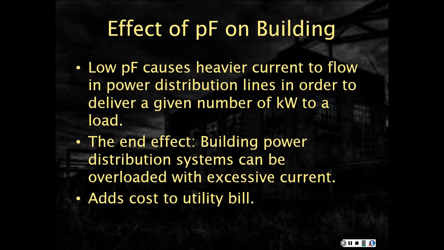Now what I'd like to do is take a look at the effects that a poor power factor can have on a building. One thing that ends up happening is I have to have a heavier current flow to deliver the same given number of kilowatts to a load. Now the end effect is I have a distribution system within a building overloaded with excessive current. Now this will add costs to the utility bill also, as we already found out.